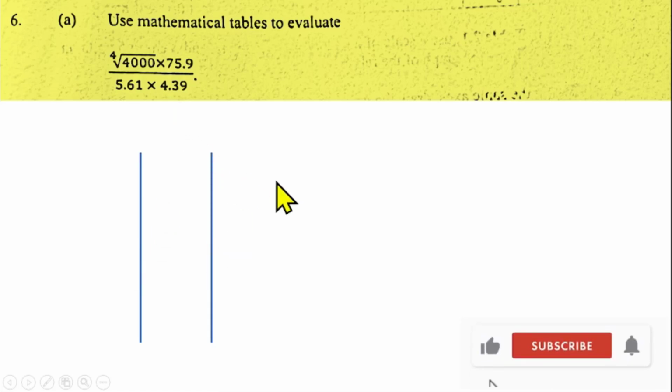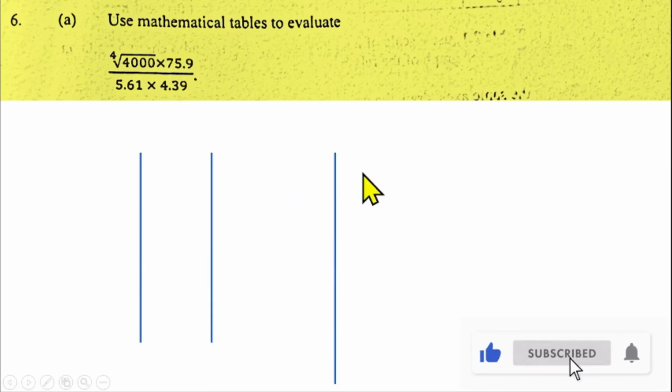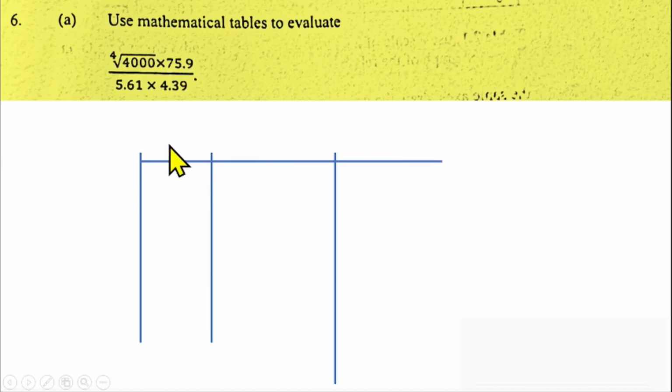So I have 2 lines here. I think I have another one. Then we have the horizontal line as well that comes here. So we have a number here. All these are numbers that we need to find the logarithmic value of. So we have number, then we have log here as well.